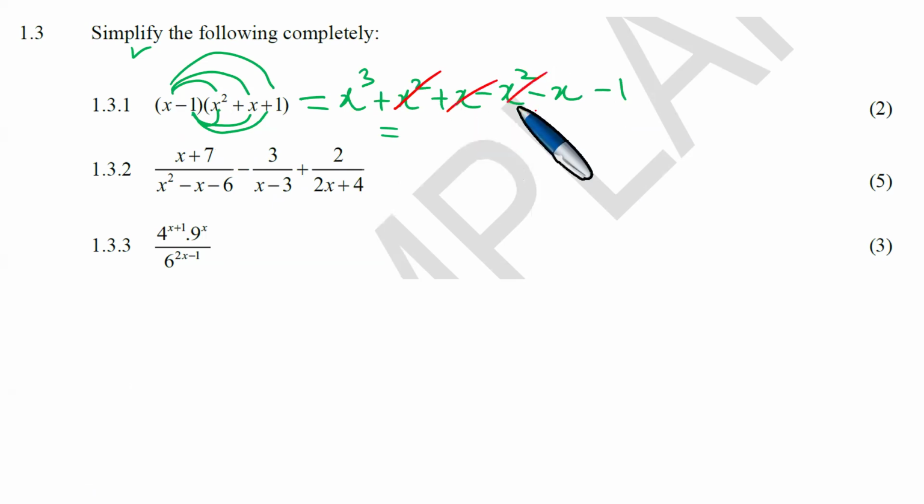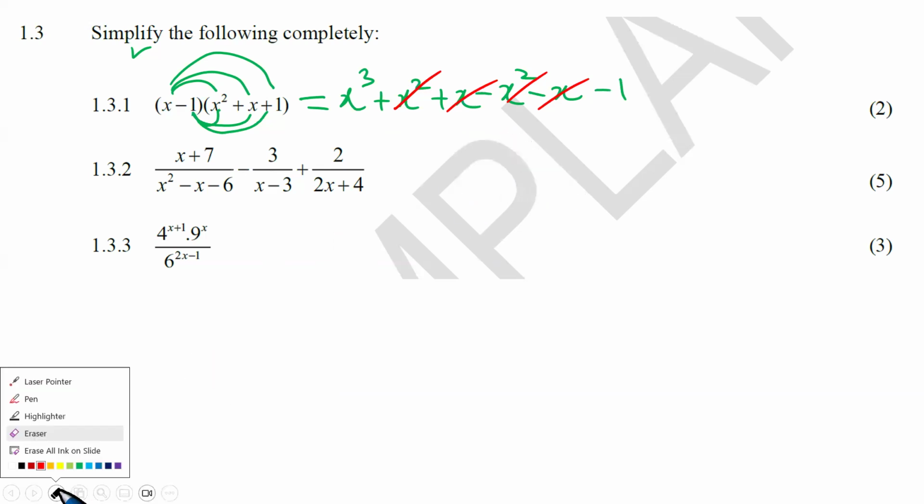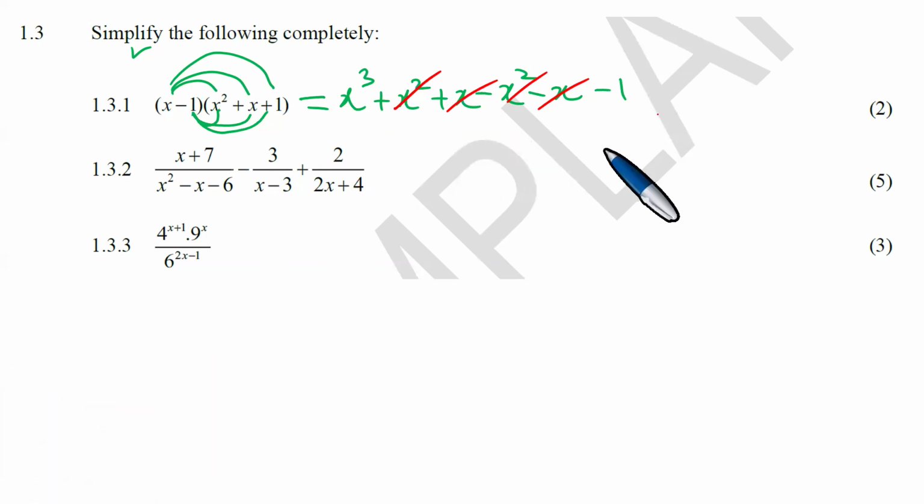So next we have x squared minus x squared, and x minus x. And what is the result? It's x cubed minus 1. What do you think? It is easy, right? So we're just left here with x cubed and then minus 1. And then we're done.